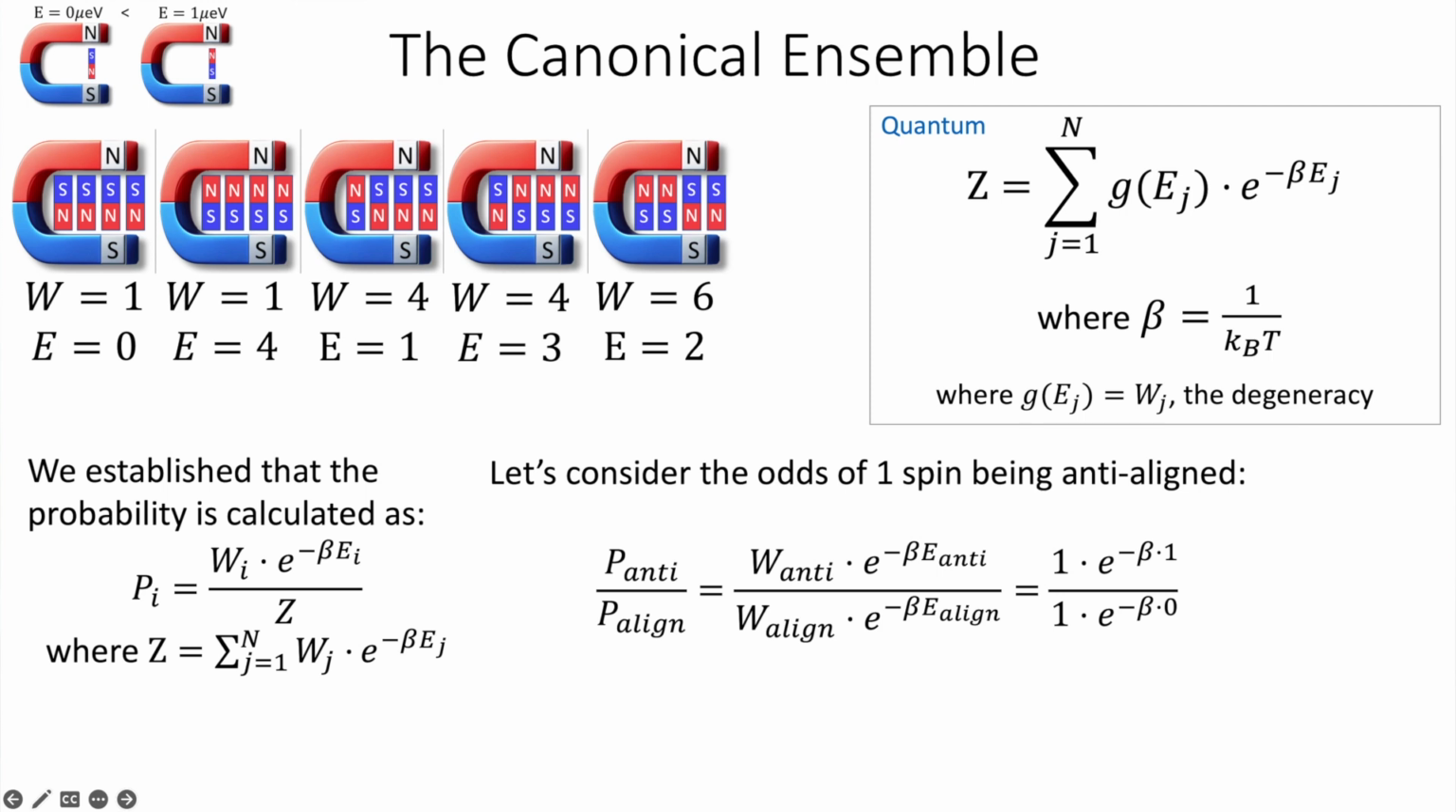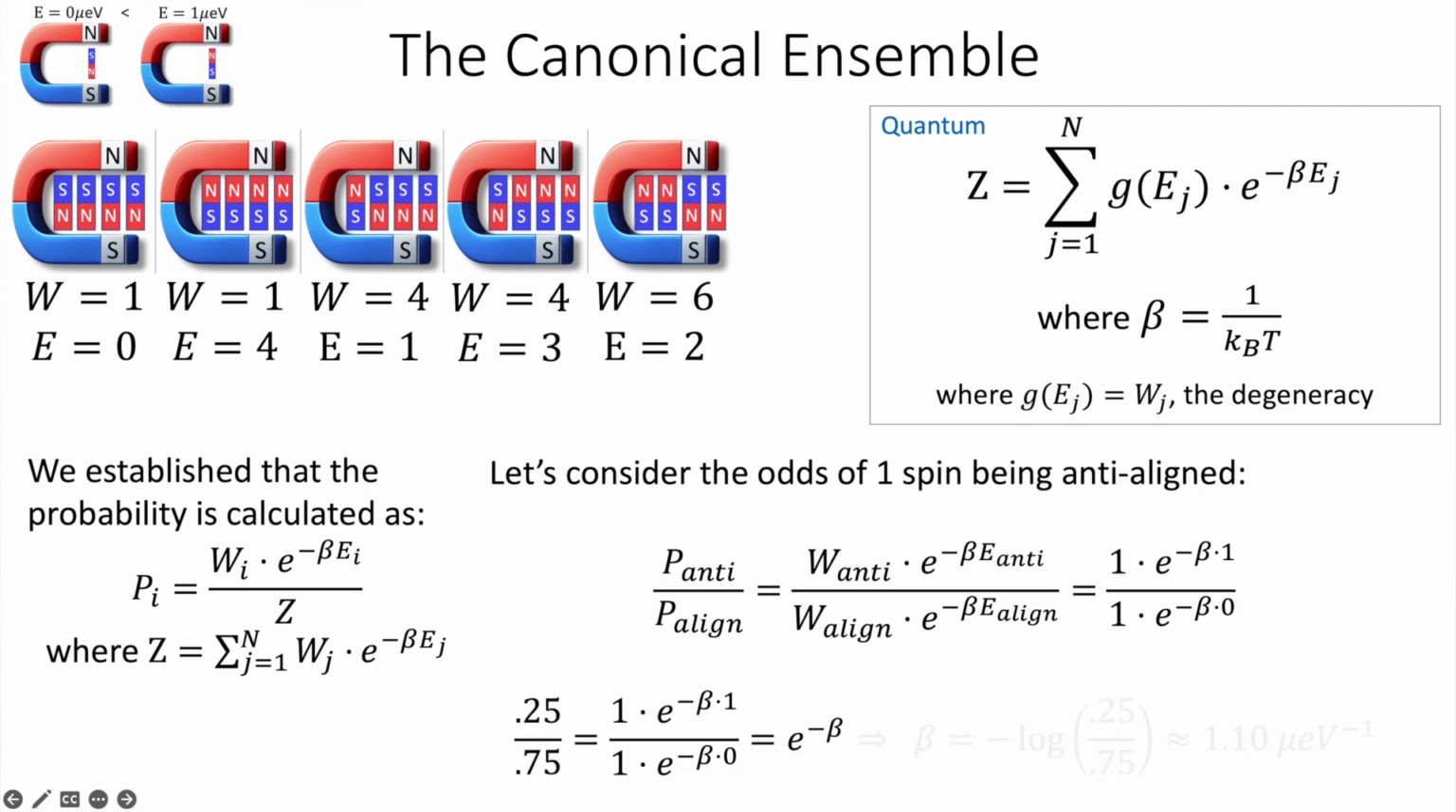And of course, our goal here was to look at the state that we looked at before that had a 25% chance of being anti-aligned with the external field. So on the left side of the equation, we have 0.25 divided by 0.75. And on the right side, we have e to the minus beta. And if we do a little algebra here to solve for beta, we find that beta is equal to minus 1.1 inverse microelectron volts, right? Because beta is 1 over energy.